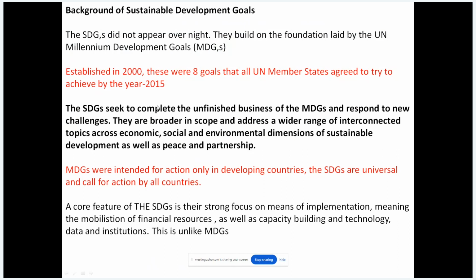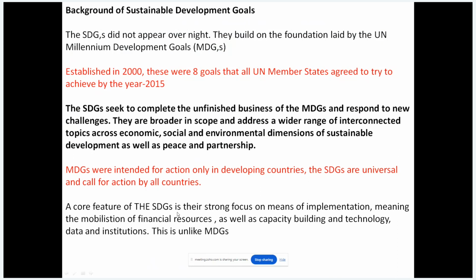So these SDGs seek to complete the unfinished business of the MDGs, Millennium Development Goals, and respond to new challenges. They are broader in scope and address a wider range of interconnected topics across economic, social, and environmental dimensions of sustainable development, as well as peace and partnership. MDGs were intended for action only in developing countries. On the contrary, SDGs are universal and call for action by all countries. These were prepared for developing countries only, MDGs.